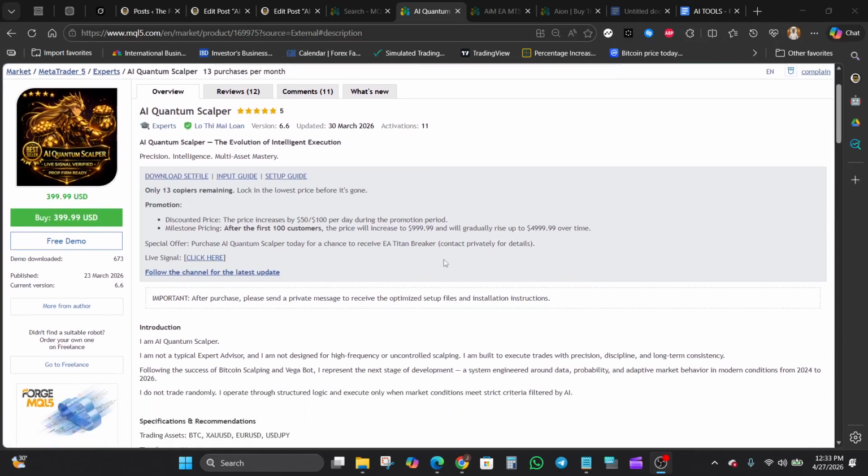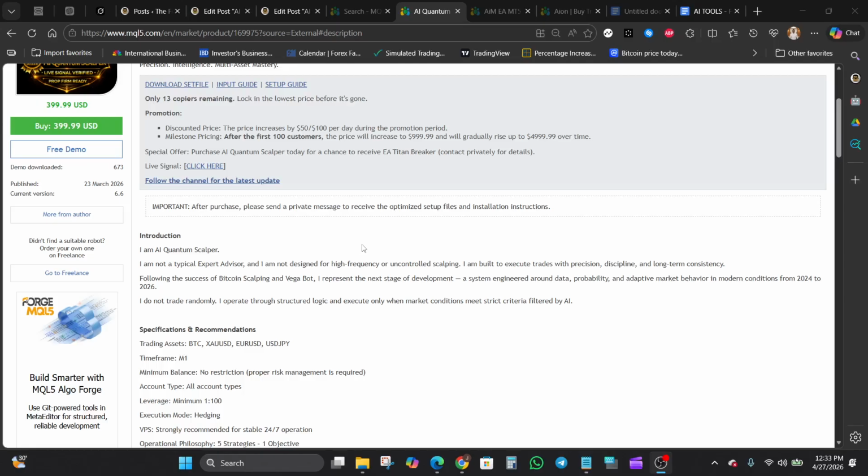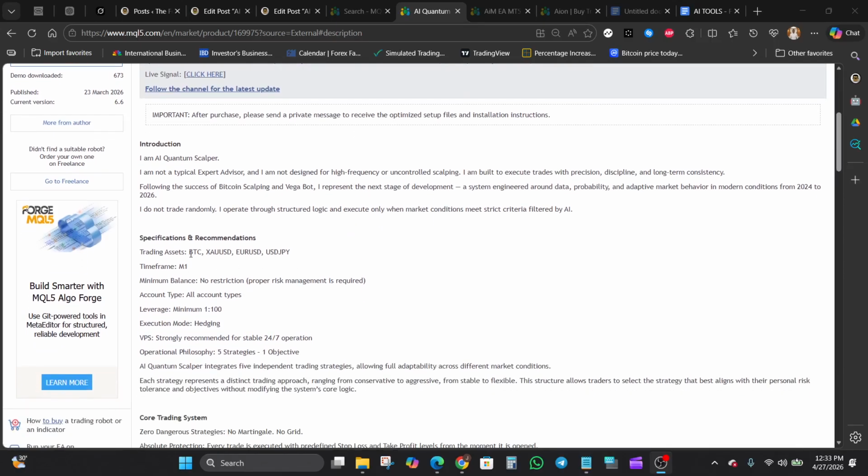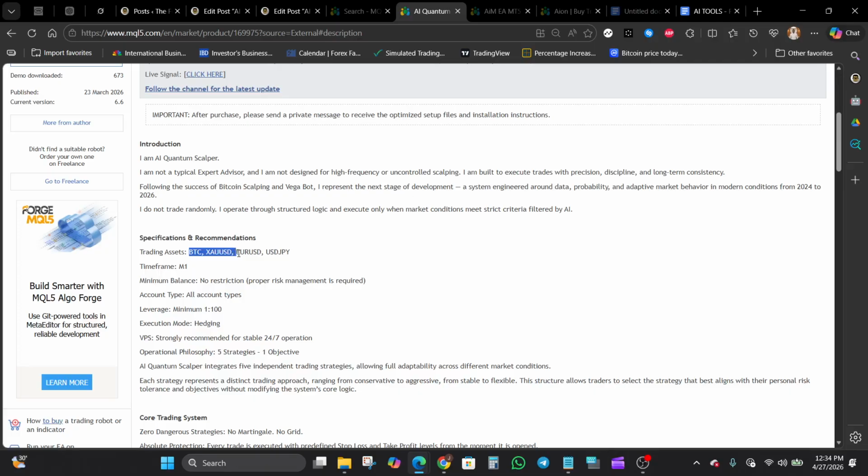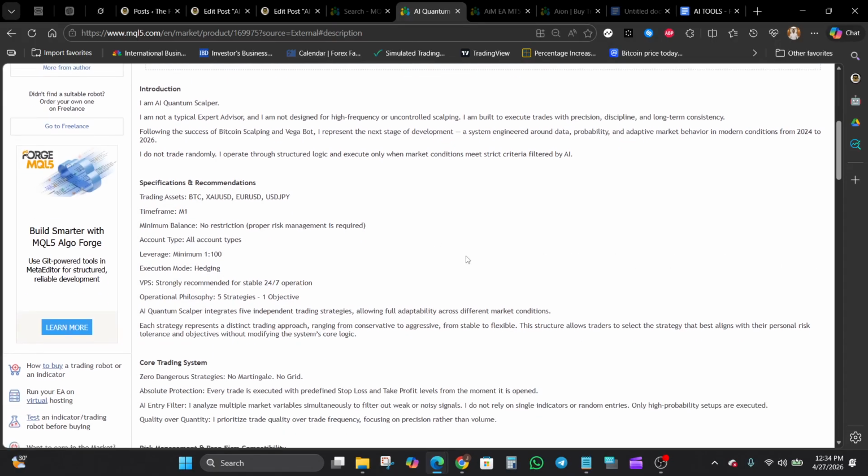So what immediately stands out here is the positioning. This isn't being marketed as a casual scalper. It's presented more like a structured AI execution system designed for modern market behavior between 2024 and 2026. We also see it supports multiple assets like BTC, XAU USD, Euro USD, and USD JPY. All right, and it runs on the M1 time frame, which already tells me this is built for fast decision making environments. Okay, so let's just move deeper.